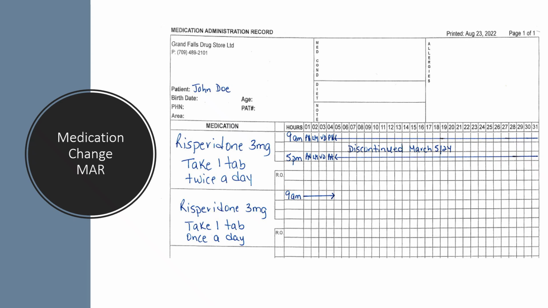Below this label is the new prescription for risperidone 3 milligrams. Take one tab once a day. The start date is March 5th and a line is drawn to this date. It is important to note that even though the medication has the same name, a new label is required whenever there are any changes in medication label instructions. Staff are not able to write any changes on labels. There must be a clear start and end date on all new doctor's orders.